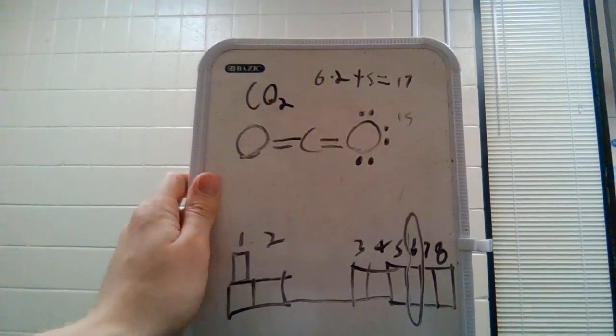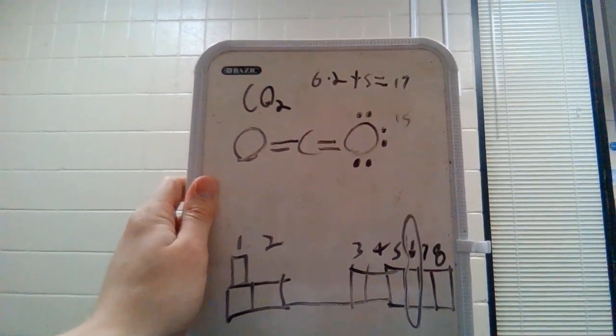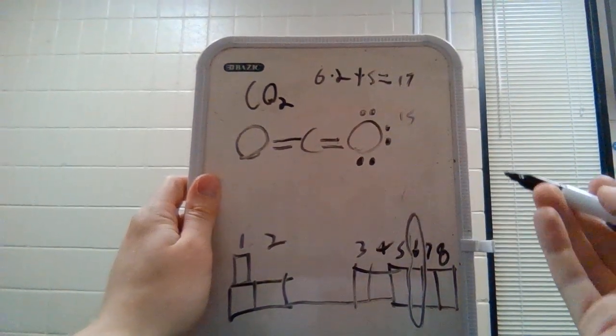Oh, I didn't explain the dots yet. So the dots represent lone pairs, and each dot represents an electron. So that's what I'm doing here.